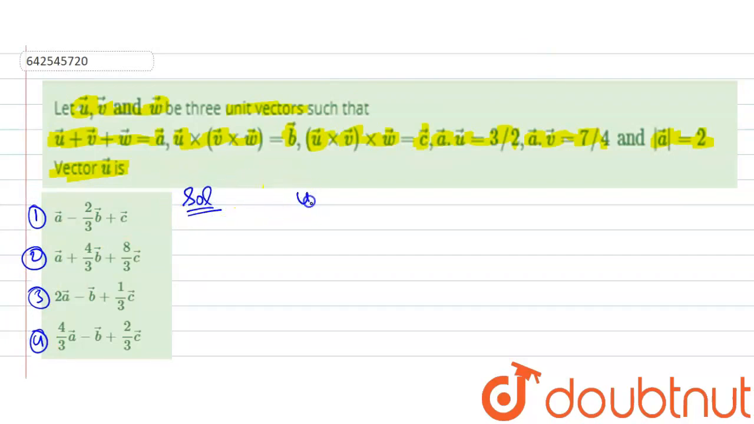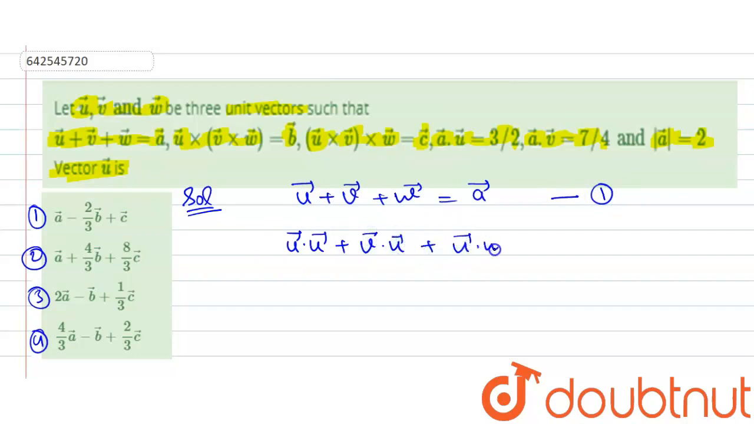So first of all I will write the given equation, which is u vector plus v vector plus w vector is equal to a vector. Say this is our equation 1. Now I will take the dot product with u vector to equation 1. So u vector dot u vector plus v vector dot u vector plus u vector dot w vector is equal to a vector dot u vector.